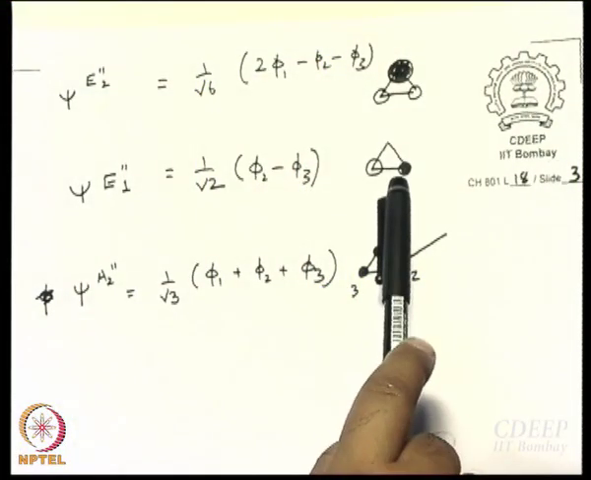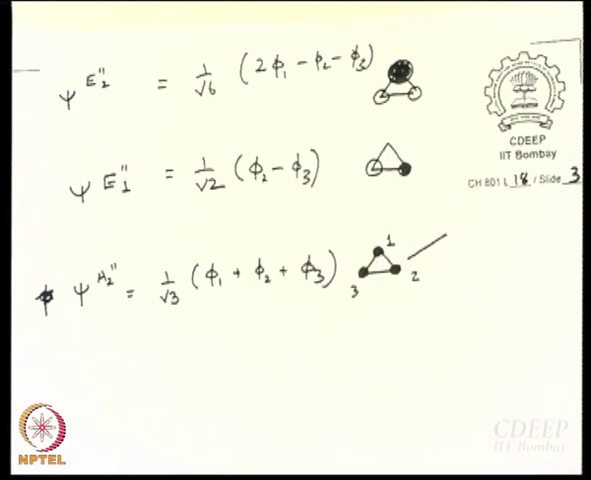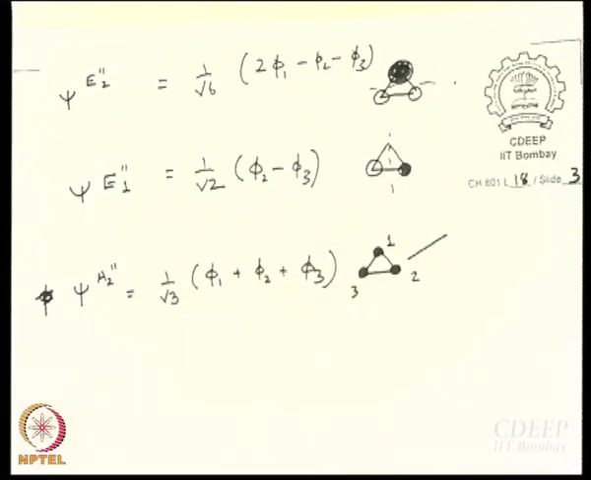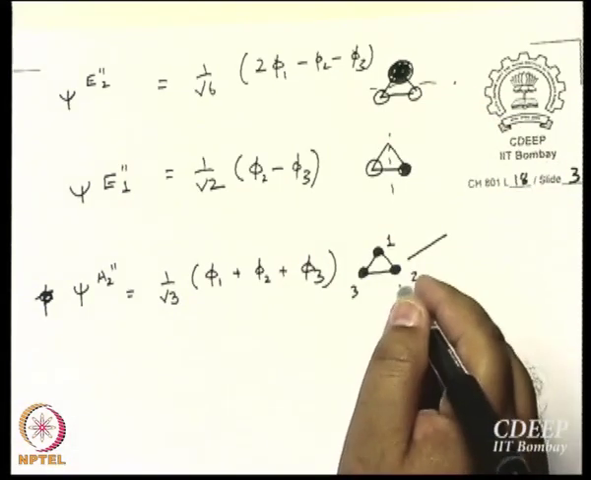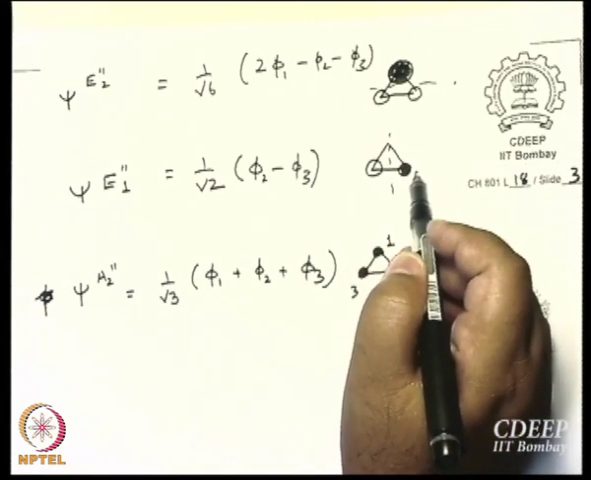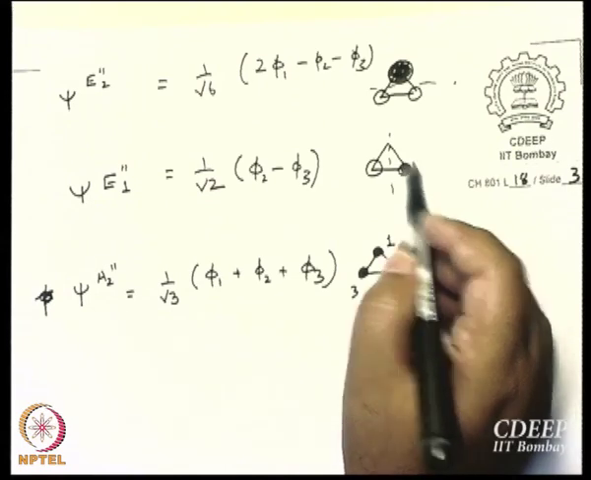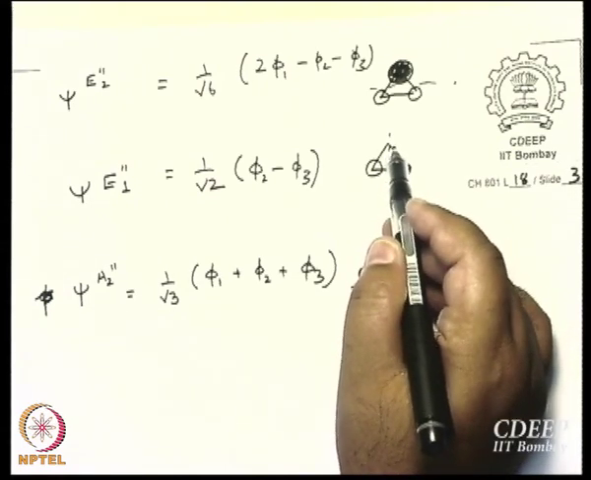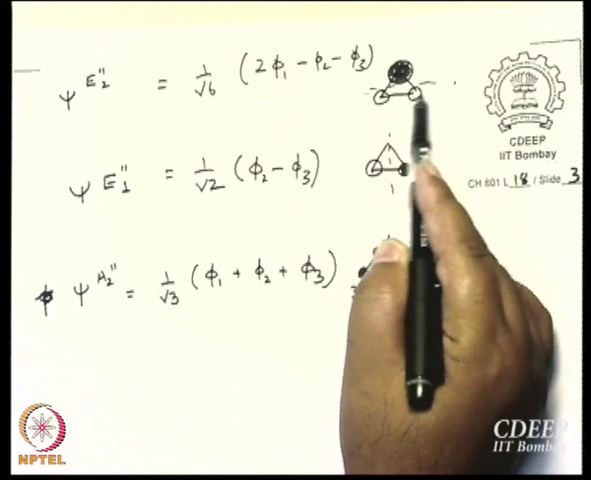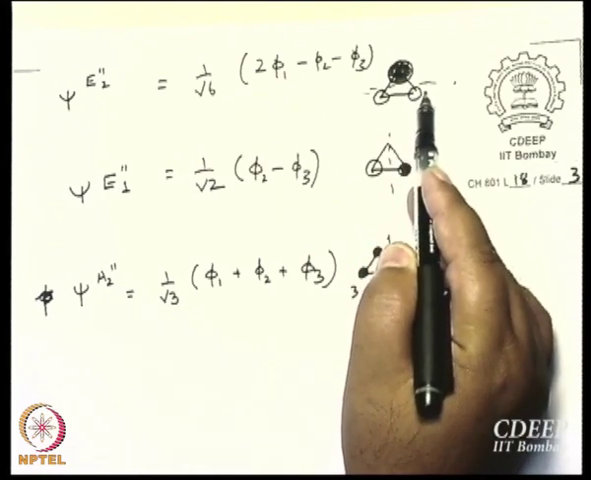How many nodes are there in each? 0, 1, why 2? 1, 0, 1, 1, isn't it? This is one node, this is one node. Where is the node here? There is no node. Here, node means wave function changes sign, right? And here there is nothing, so there is no question of changing sign. So, wave function changes sign from between here and here. And here also, wave function changes sign between here and here. Once.